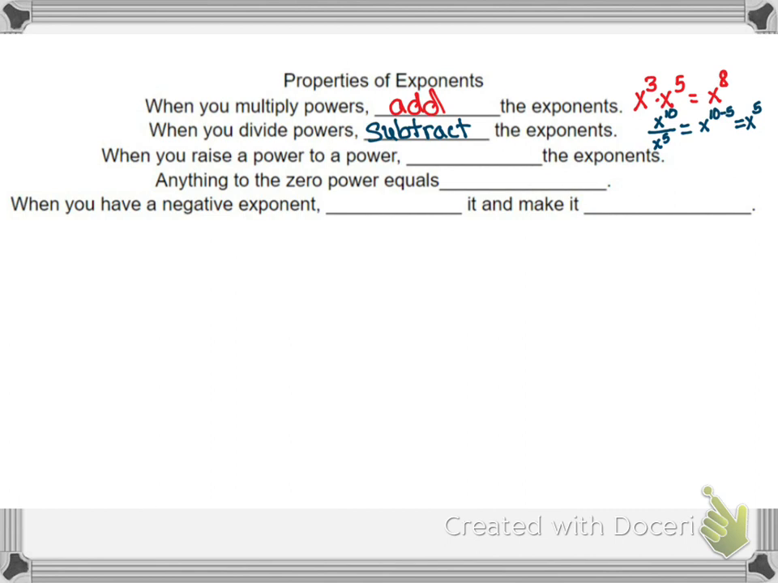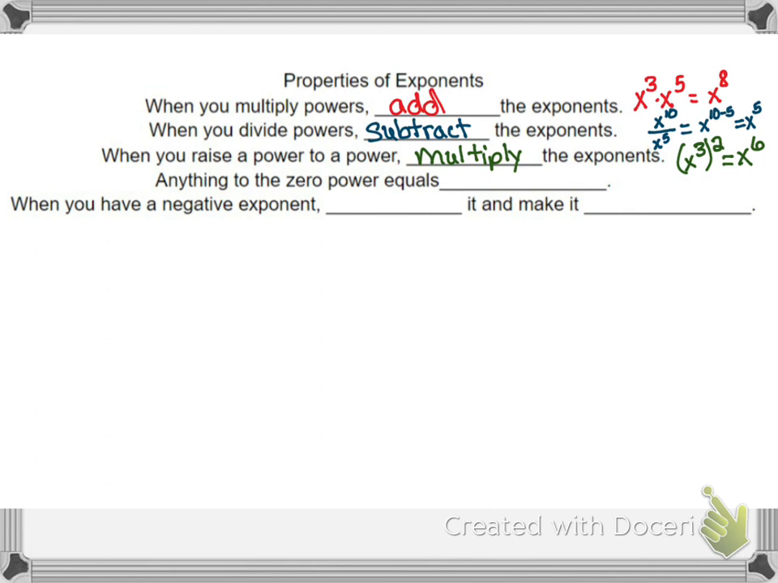Okay, next, when you raise a power to a power, that means you're going to multiply the exponents. So for example, if you have x to the third and you try to square that, so you're taking the power to a power, you're going to multiply and you get x to the sixth.